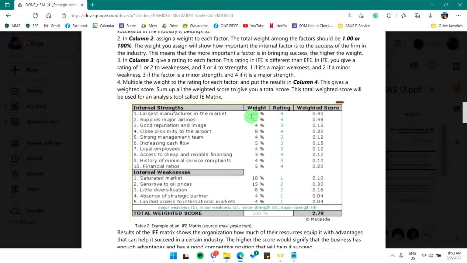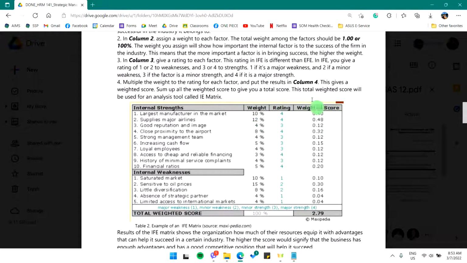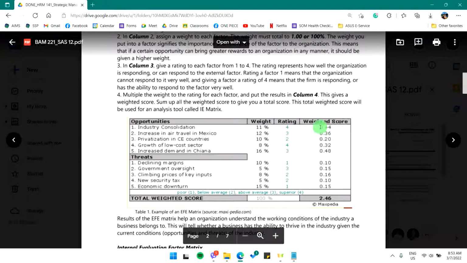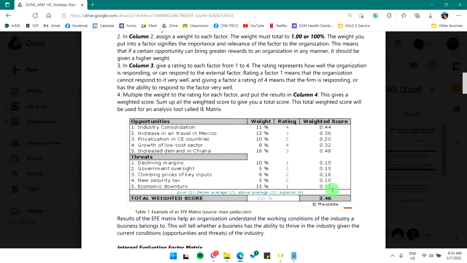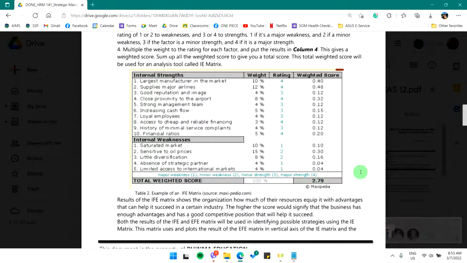And then we will multiply everything, weight value times rating, to get the weighted score. Same thing here. And then add everything up, and you will get your total weighted score. And then the total weighted score will then be used for our IE matrix.